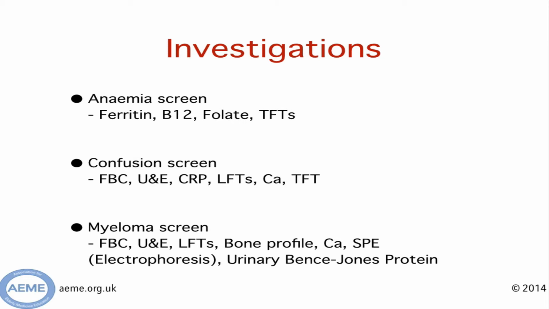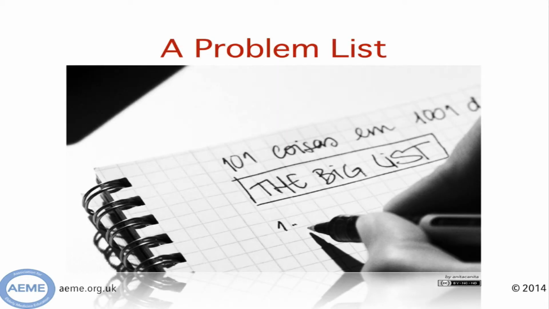Ultimately, you can be left with multiple issues with one patient, and junior doctors can often find it useful to create what's called a problem list. That way, multiple issues can be focused on, followed up, and don't get lost over the course of the admission.